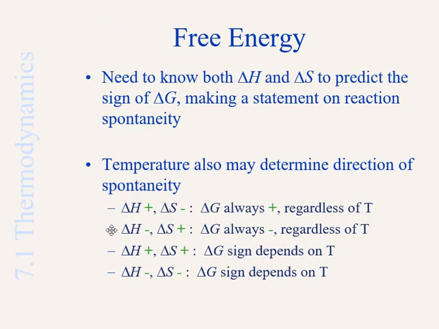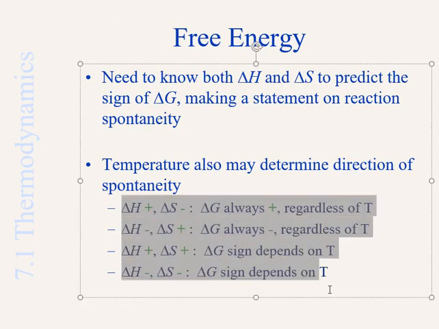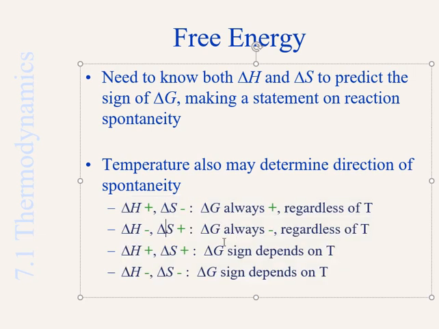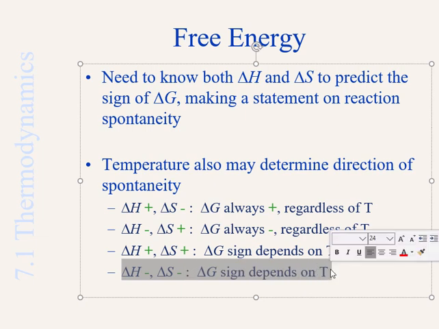So it would be very helpful if you were to go through this and memorize each of these situations. Delta H minus, delta S plus, always spontaneous. Delta H plus and delta S minus, always non-spontaneous, because delta G is always positive. Delta H minus and delta S plus, always spontaneous, because delta G is negative. And in this situation where both are plus, if you want the reaction to be spontaneous, it should be carried out at a high temperature. If both are negative and you want the reaction to be spontaneous, it should be carried out at a low temperature.